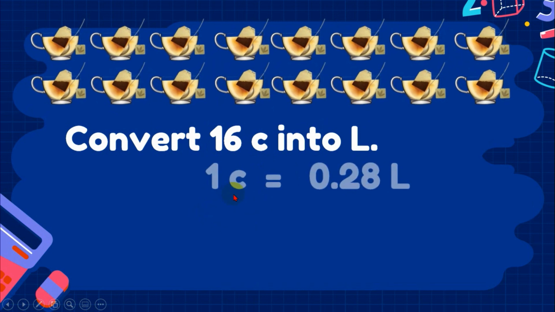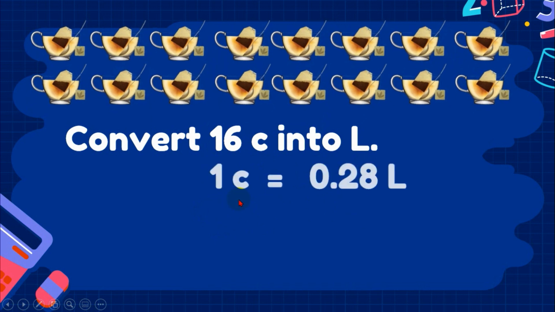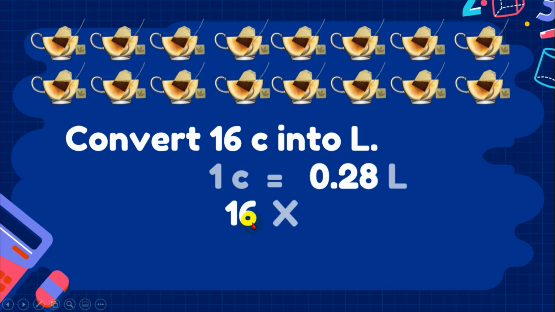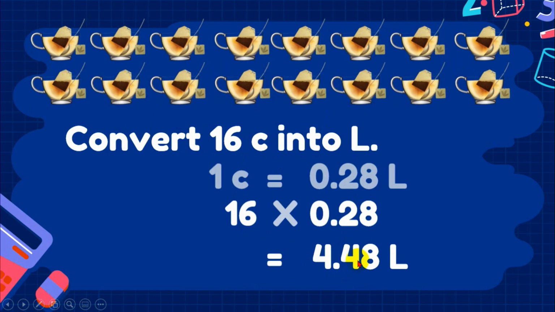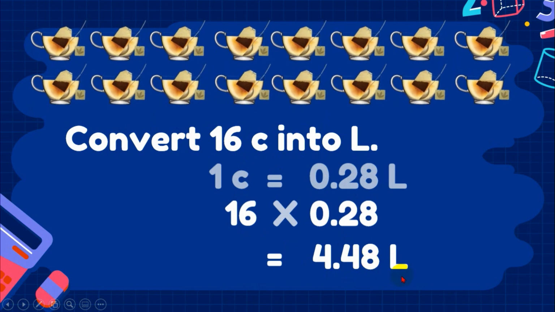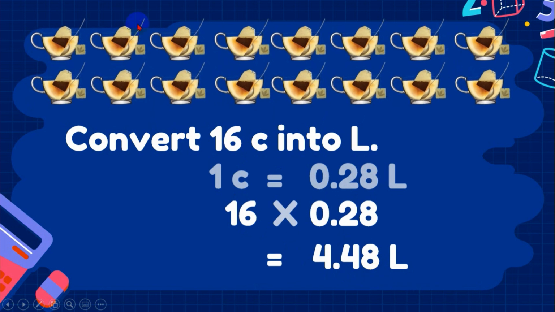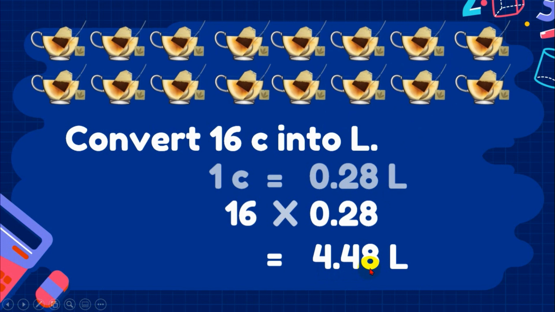Kung ang 1 cup ay katumbas ng 0.28 liters, therefore, we're going to have 16. I-times lang natin siya sa 0.28. And multiplying 16 by 0.28 is equal to 4.48 liters. So, ibig sabihin, etong 16 na cups of tea dito ay katumbas ng 4 at may halos kalahati na litro ng tsaa.